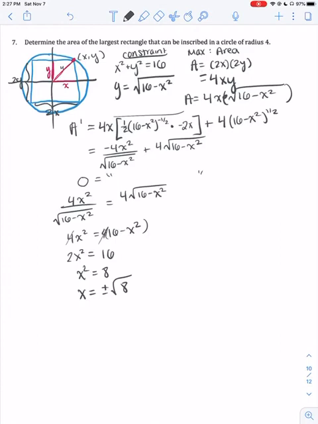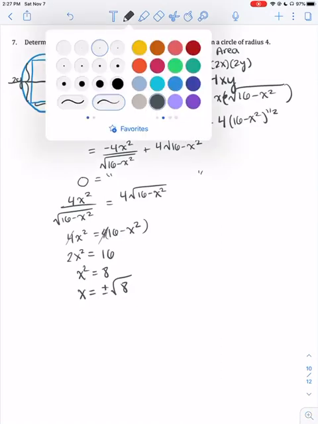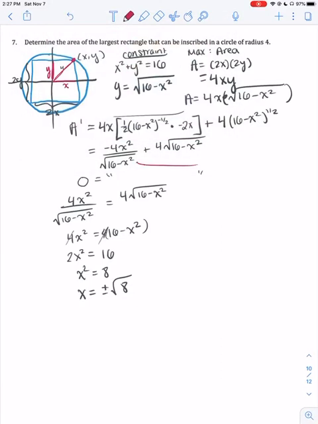Okay, so for critical numbers, we have wherever our function equals 0, also where it does not exist. So where does it not exist? Remember, that would be where this denominator equals 0.